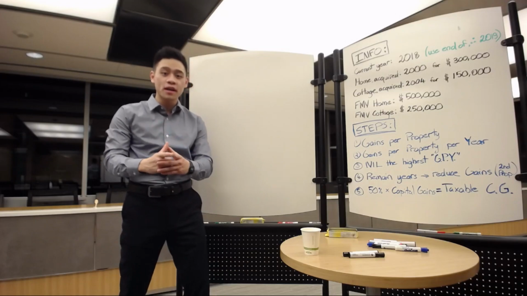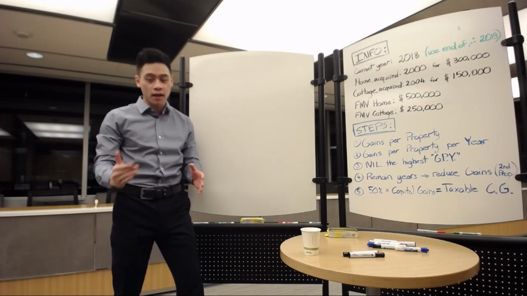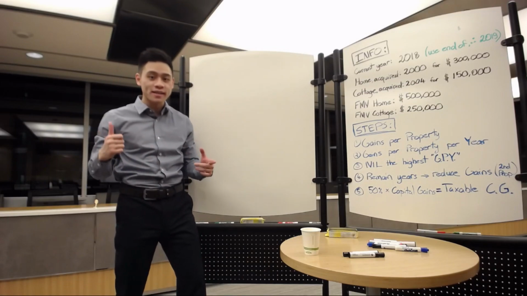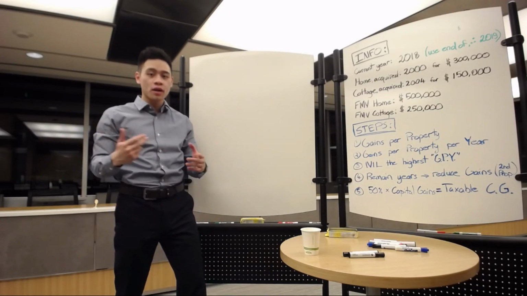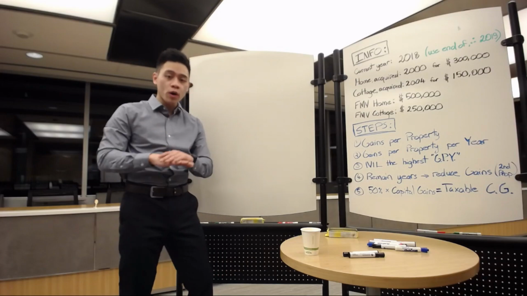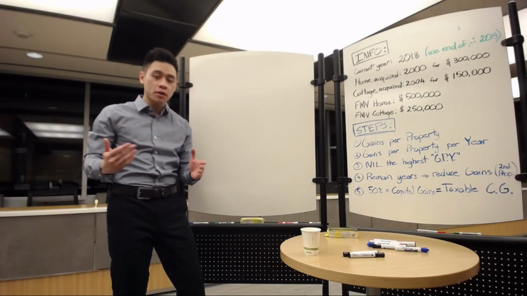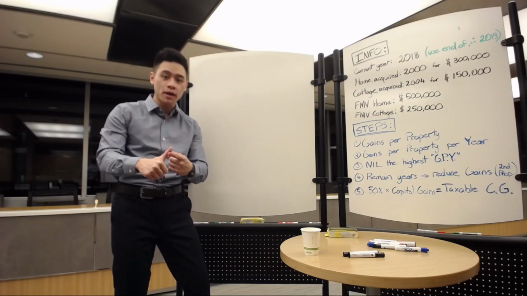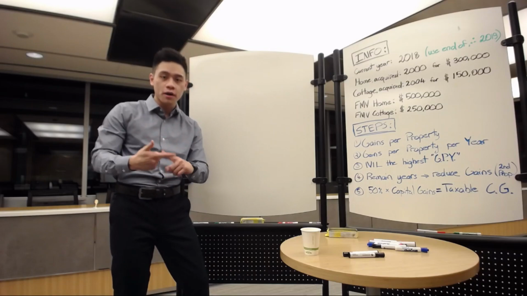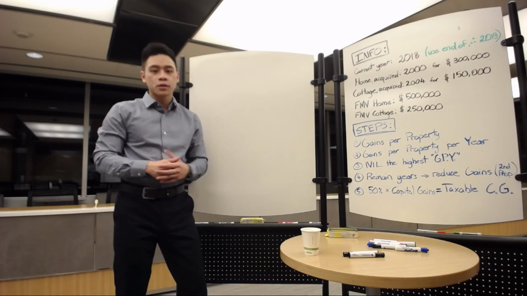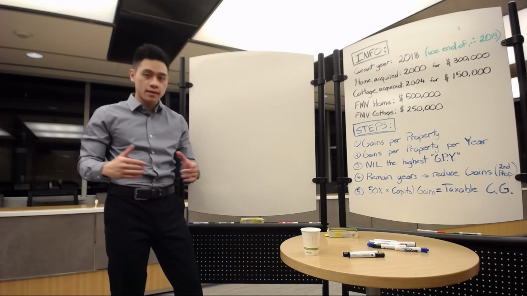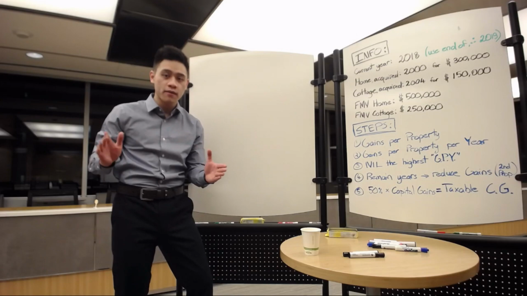A principal residence includes any housing unit used for non-income producing purposes, such as a house, a condo, a cottage, or a mobile home. It's ordinarily inhabited at some time during the year by the taxpayer or the taxpayer's spouse, common law partner, former spouse or former common law partner, or the child. So only one residence may be designated as a principal residence for a family unit for a given year.